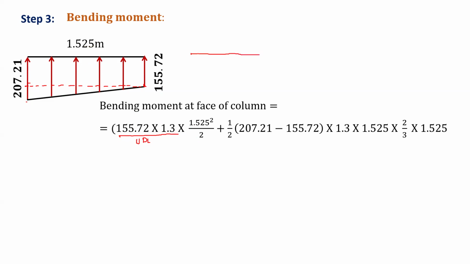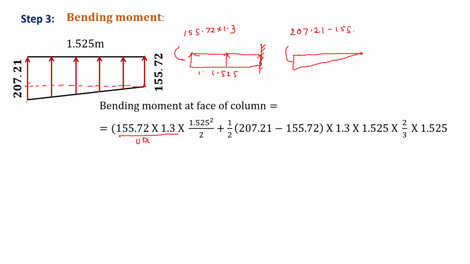Means if I draw it separately, then we are in this fashion. So this is UDL and is fixed at this. So we have value of this UDL is 155.72 into 1.3. And we have this distance 1.525. And then we have triangle. In this triangle, we have this value that is equal to 207.21, I have mentioned there, minus 155.72. You can see over here.